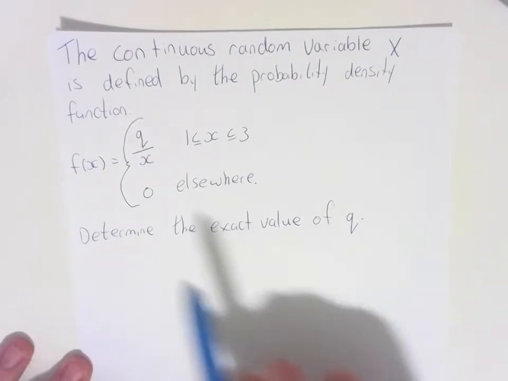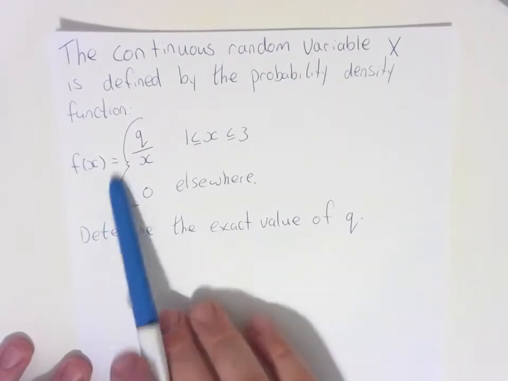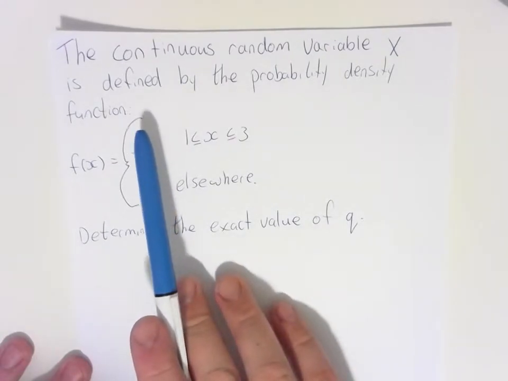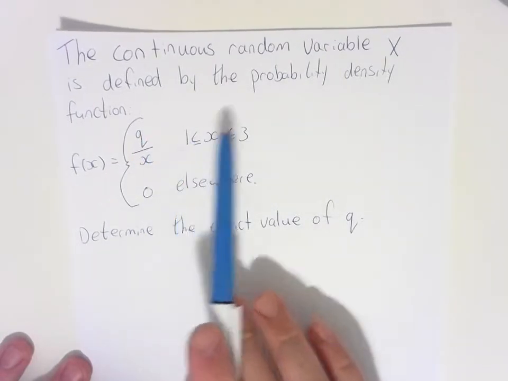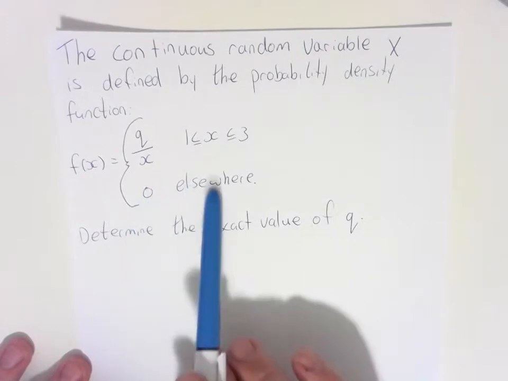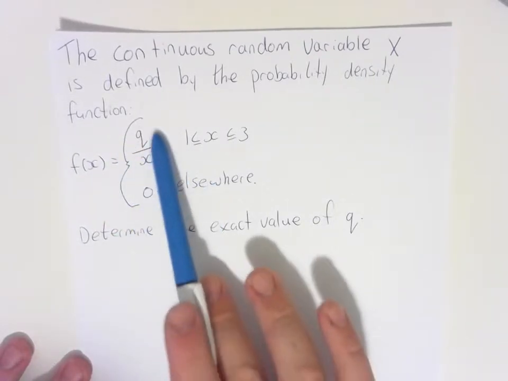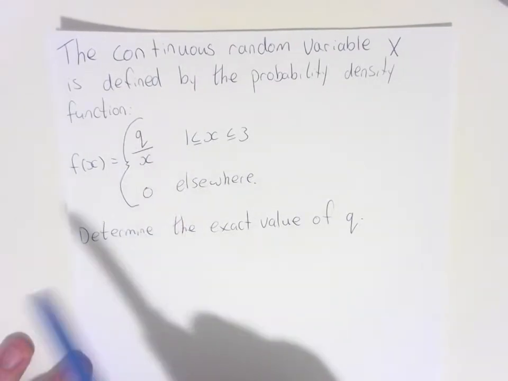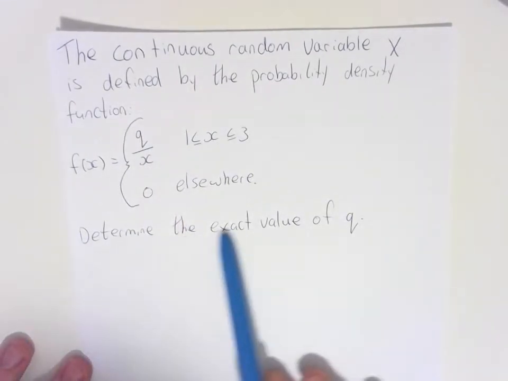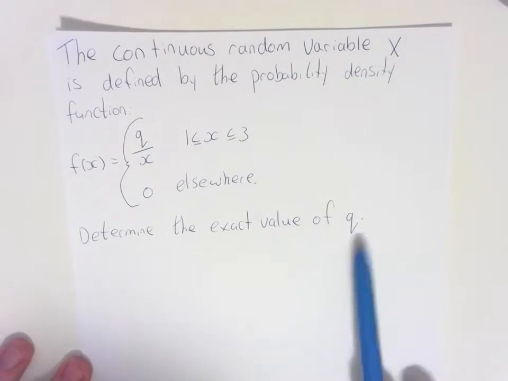density function f of x equals q on x between 1 and 3 and 0 everywhere else. Now this is a q, hopefully it comes through clearly that it's a q, it is not a 9. Now we are asked to determine the exact value of q.